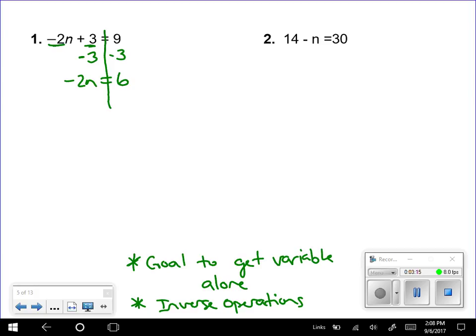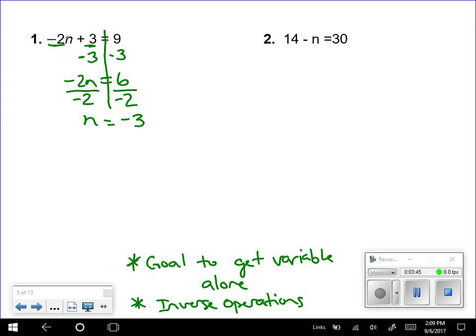Now, my variable is still not alone. If I'm still working to get that alone, now I'm multiplying. I have multiplication left. So obviously I need to use the inverse of multiplication, which is division, and divide by negative 2. Some of us had some issues with that earlier this week. If we have a negative 2, we want to divide by exactly what is there. So it's just n left, and 6 divided by negative 2 is negative 3.